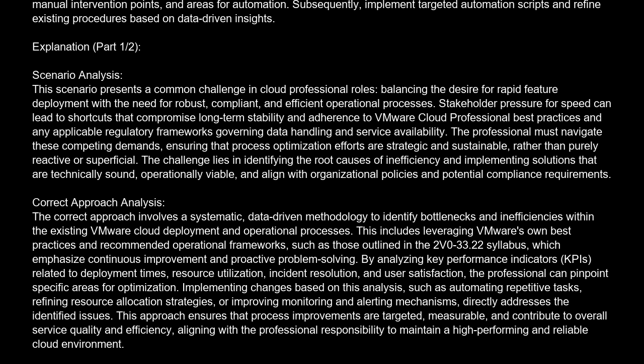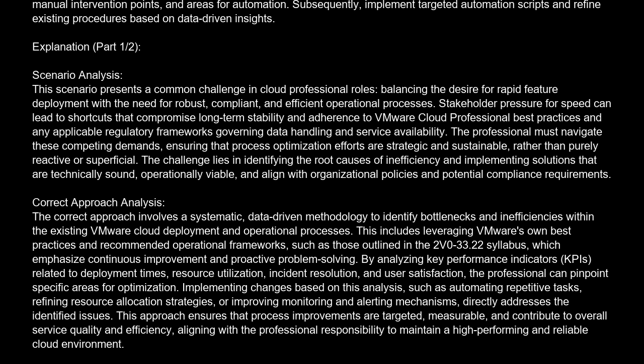Correct approach analysis. The correct approach involves a systematic, data-driven methodology to identify bottlenecks and inefficiencies within the existing VMware Cloud deployment and operational processes. This includes leveraging VMware's own best practices and recommended operational frameworks, such as those outlined in the 2V0-33.22 syllabus, which emphasize continuous improvement and proactive problem solving. By analyzing key performance indicators, KPIs, related to deployment times, resource utilization, incident resolution, and user satisfaction, the professional can pinpoint specific areas for optimization.